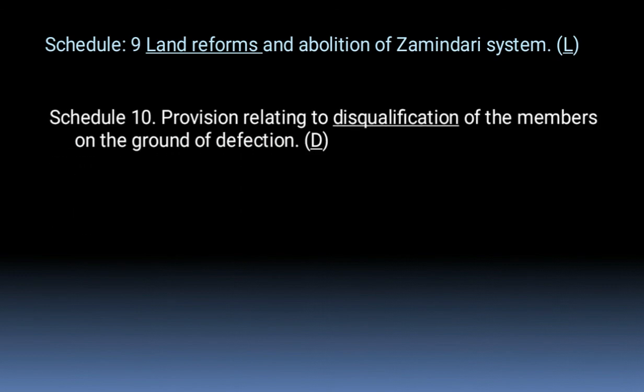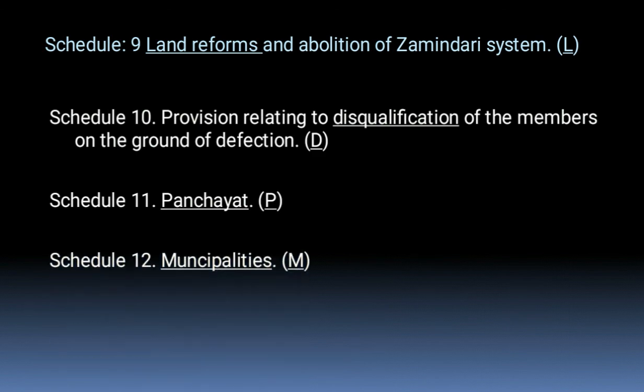And Schedule 10, the provision relating to disqualification of members on the ground of defection, that is D. And 11 is panchayat, and 12 is municipalities. This is the 12th schedule of the Indian Constitution, that is TEARSOFOLDPM. T for territory, E for emoluments, A for affirmation, R for Rajya Sabha, and like this we have 12 schedules in the Constitution.